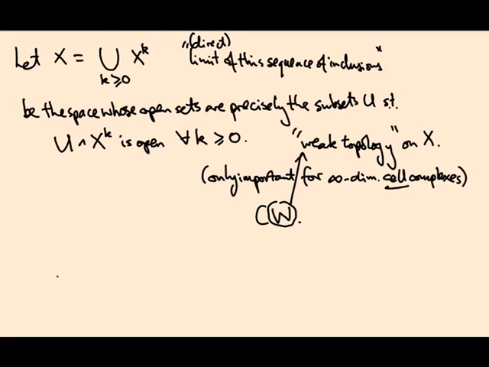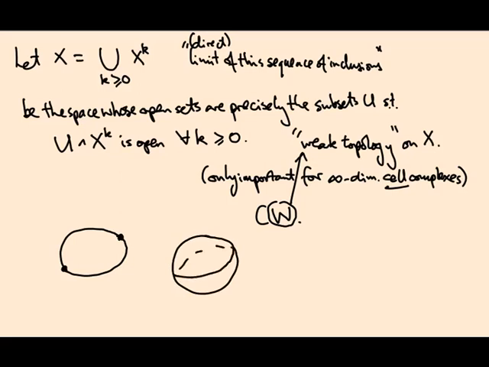I said you could build up a circle by attaching a one cell to a point. You can also do it by attaching two one cells to two points. There are many cell structures on the same topological space. You can do the two sphere by either attaching a two cell to a single point or by attaching two two cells to the circle. Right, so you build a circle up by taking two points, attaching two one cells, and then you attach a northern hemisphere and a southern hemisphere to get the two sphere.